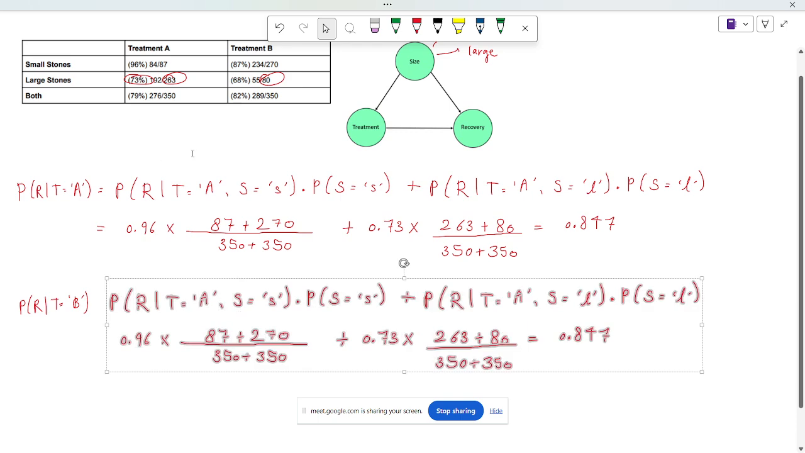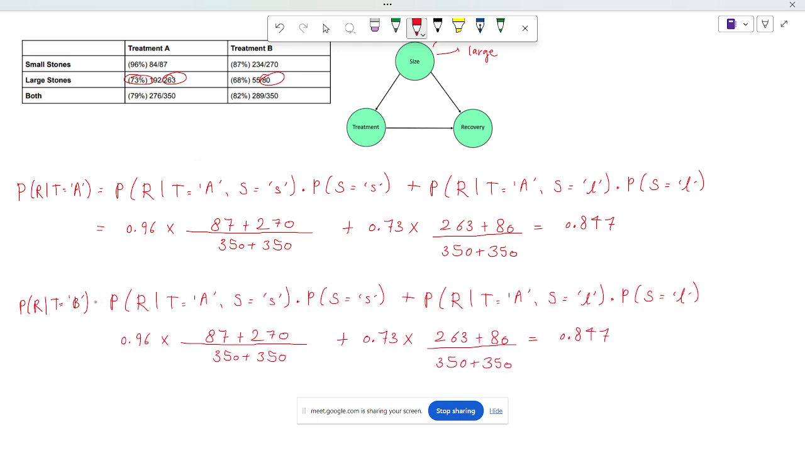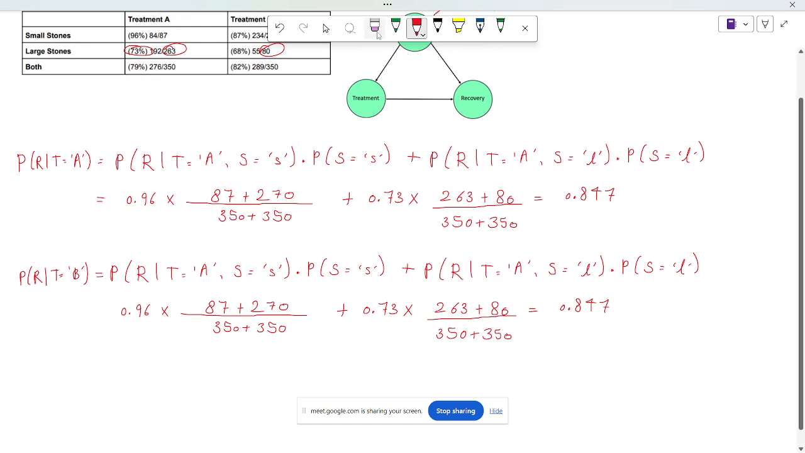So I'm going to add that right over here. You're going to change some things here. This remains the same. This value will change and this will change. So let's see how that works. Now the treatment is B. You first fix the stone size to small and then you fix the stone size to large.